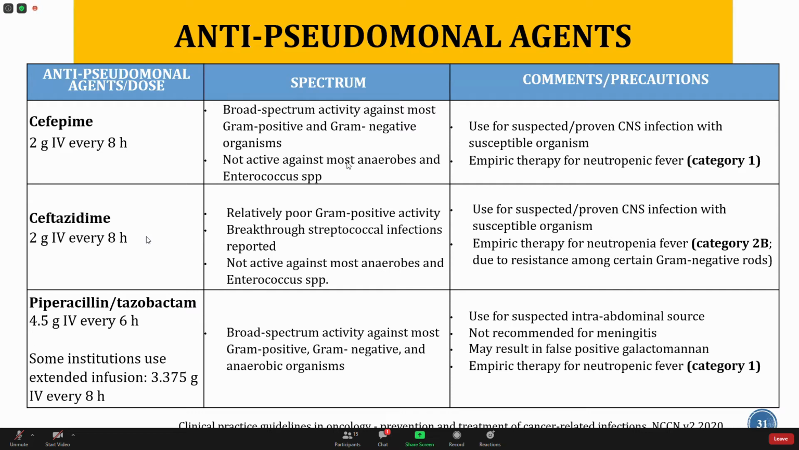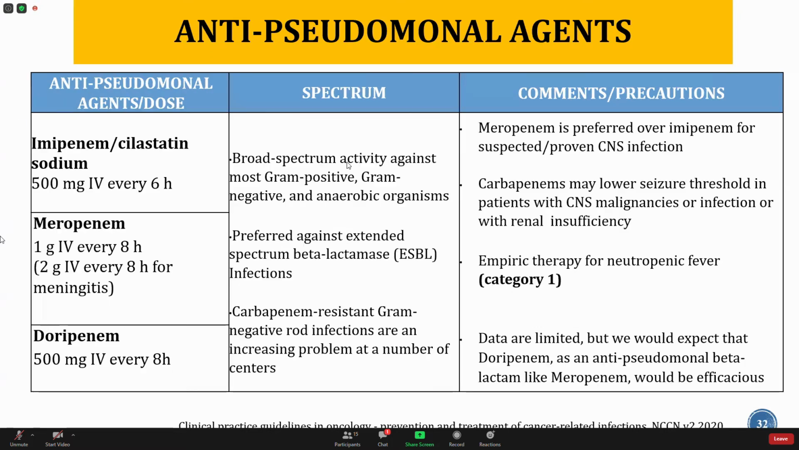All the anti-pseudomonal antibiotics need renal dose adjustment, so you have to assess the renal function and adjust the doses accordingly. The imipenem dose is 500 milligram IV Q6 hours, and the meropenem dose is 1 gram IV Q8 hours. 2 gram is for meningitis, but for febrile neutropenia, 1 gram IV Q8 hours is fine. Doripenem 500 milligram IV Q8 hours is fine. Ertapenem does not cover Pseudomonas, so it's not approved for febrile neutropenia.